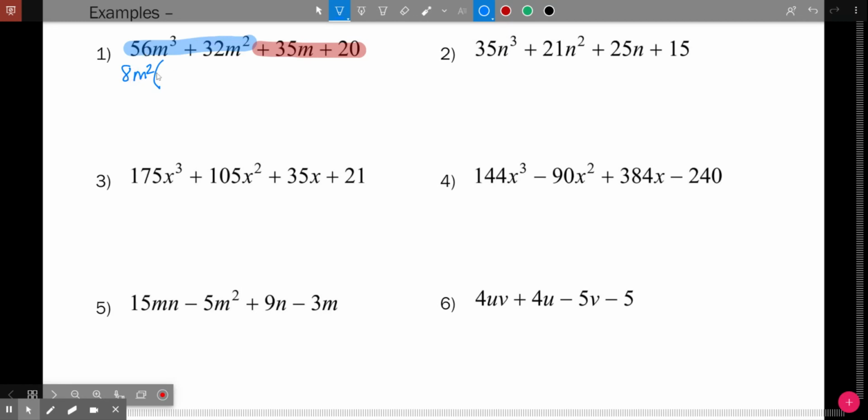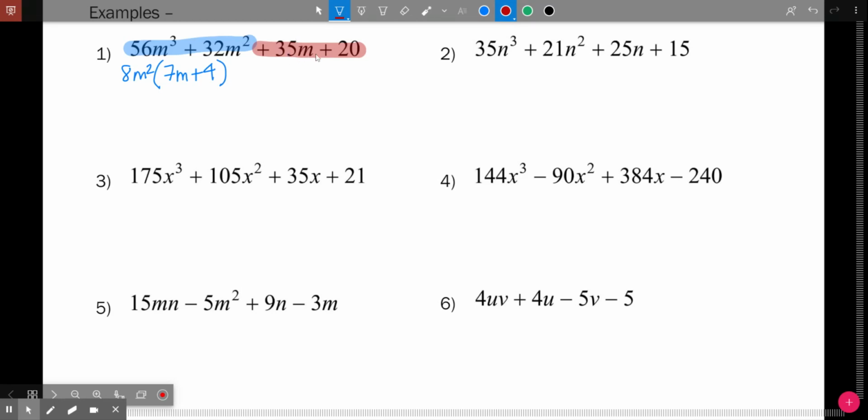So 56 divided by 8 is 7. M cubed divided by m squared is m. Plus 32 divided by 8 is 4. And m squared divided by m squared is just 1, but we don't typically write the 1. Now I move to the second piece and I work with that.